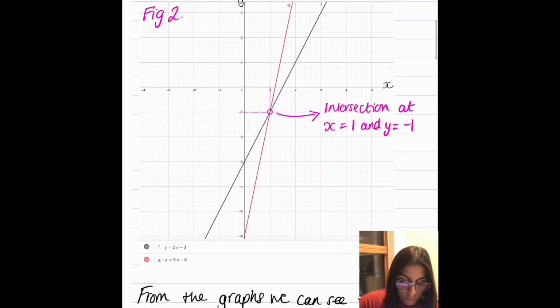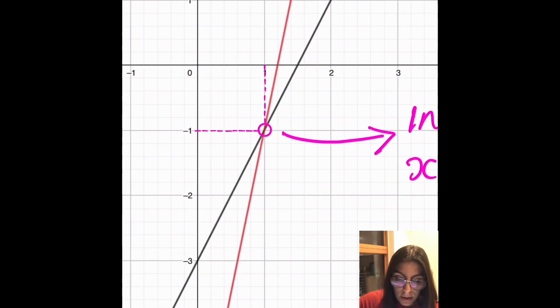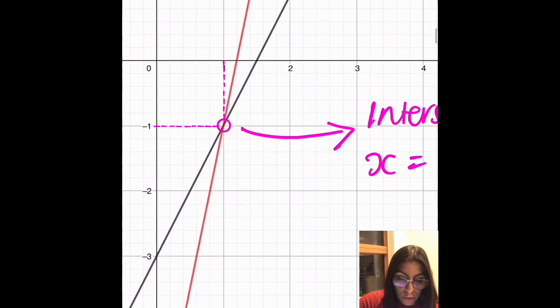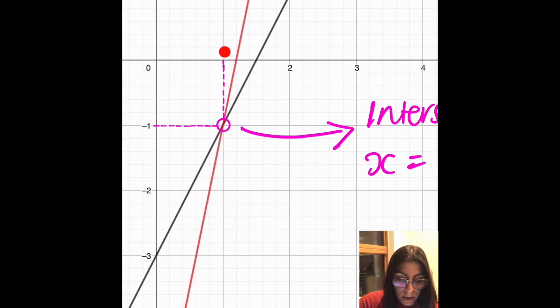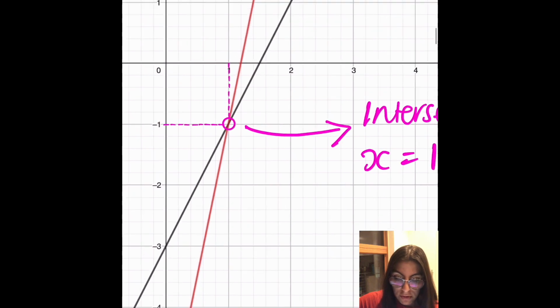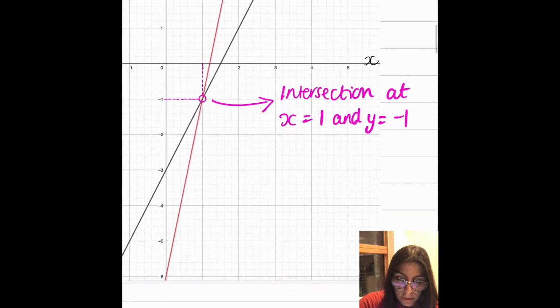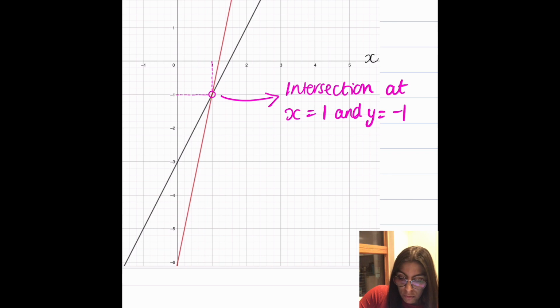I have y equals 2x minus 3 in the grey, and I have y equals 5x minus 6 in the red. Finding the point of intersection, so the point where the two of them cross over, zooming in, just in case it's hard to read, putting my line up to the x-axis and across to the y-axis, finding my point of intersection, which in this case is at x equals 1 and y equals negative 1, making sure I write that as a coordinate for my final answer, because my final point of intersection is a point on a graph.